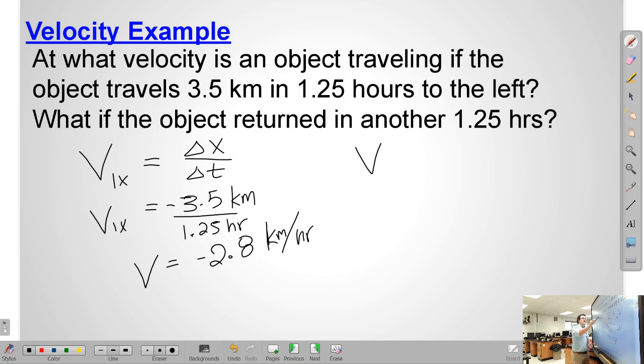What would be my velocity if I returned in another 1.25 hours overall?